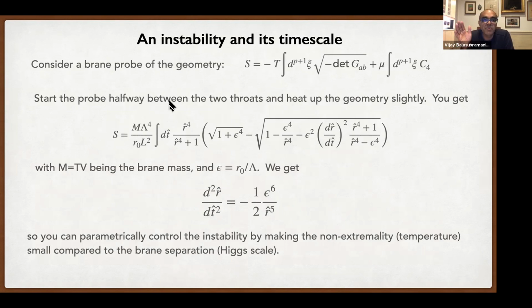So you start the brane probe halfway between the two throats, and then heat up the geometry slightly, and you can work out what the action is. And you get some differential equation for the motion of the thing, and there's an epsilon to the 6th that appears in the motion of the brane. So you can parametrically control the instability by making the non-extremality or the temperature small compared to the brane separation or the Higgs scale.